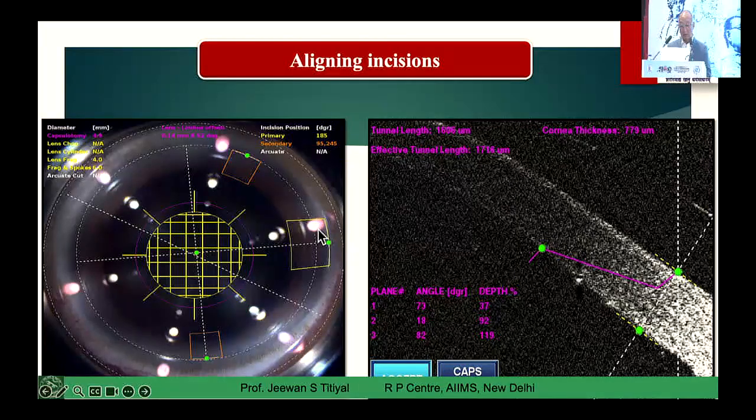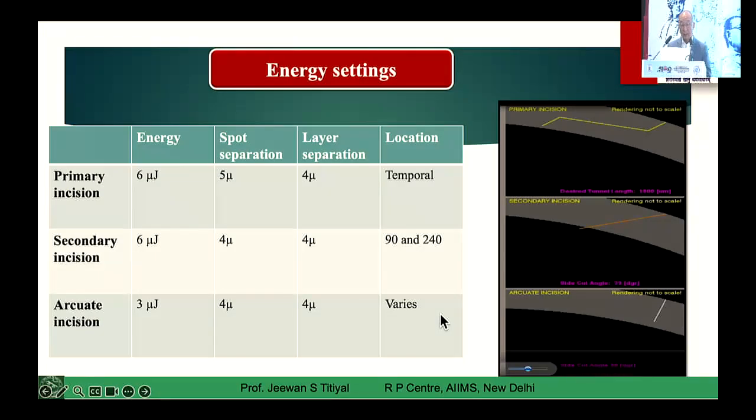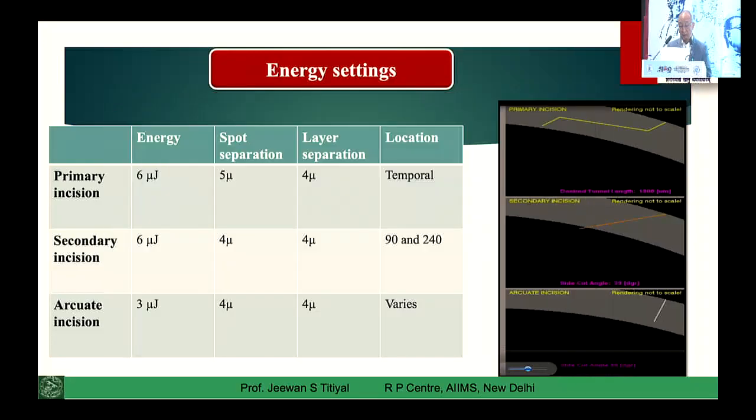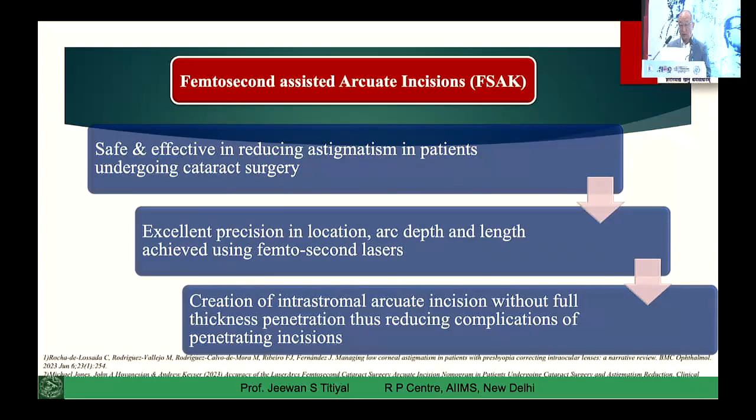This is a temporal main incision, then your 2 side ports. If needed, you can do arcuate keratotomies, and that can be nicely planned here. There can be a little bit of energy setup difference, though you can have the same energy and spot separation for a main, arcuate and side incision also. That can be planned very nicely. You can plan always, depending on how you place your second instrument, that can be 90 or 240 degrees along the central axis of incision, and that gives you your own orientation of doing these incisions also.